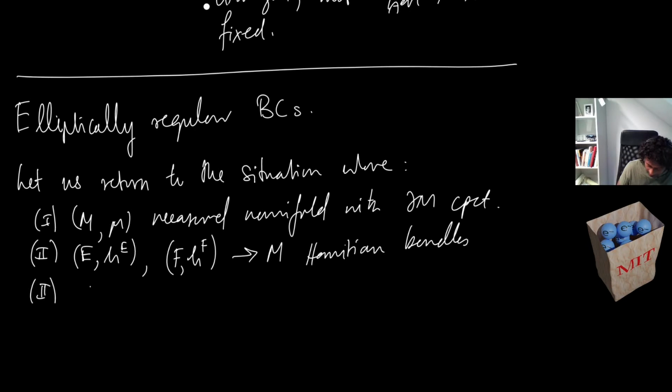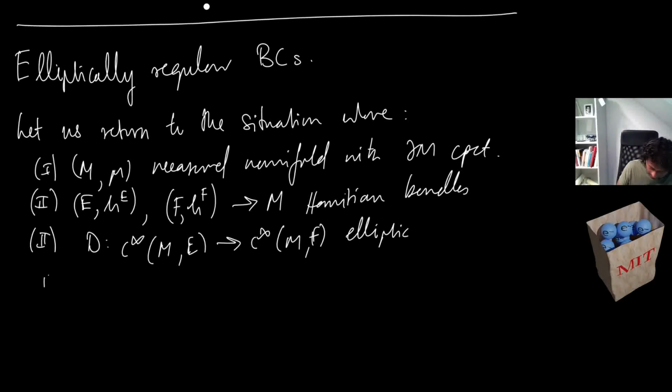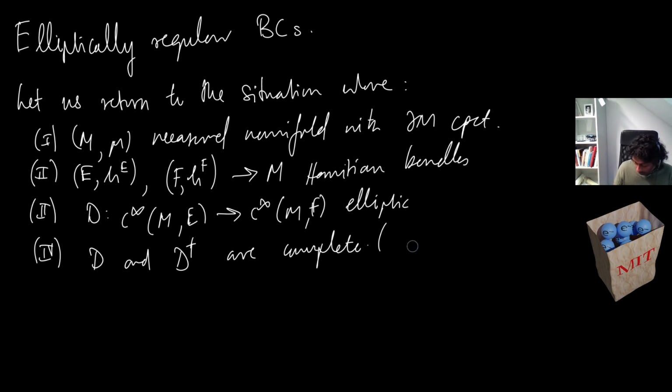And we have D that takes us from E to F. And it's elliptic. And the last thing that we want is that D and its formal adjoint are complete. Right, so compactly supported sections in the maximal domain are dense.